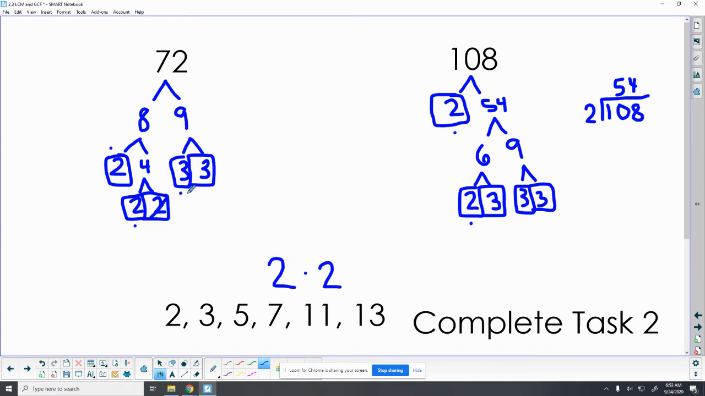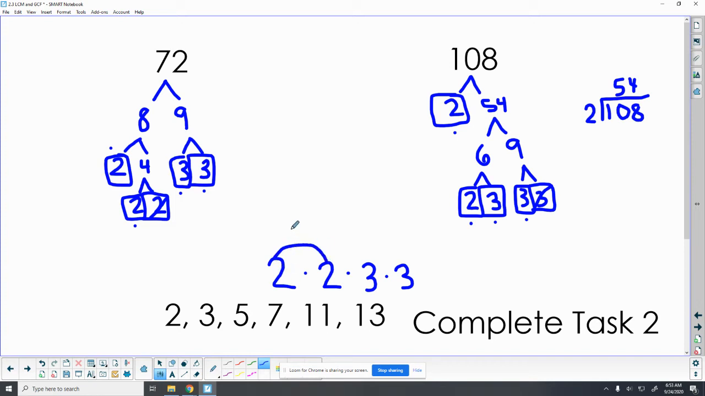So now let's look for a 3. Oh, here's a matching 3. Let's write that down. And here's a 3. And here's a 3. So we do have this last 3 left over, but there's not another one to match it up. They each have to have their own match. So now we're going to do 2 times 2 times 3 times 3, and that is going to tell us our GCF.